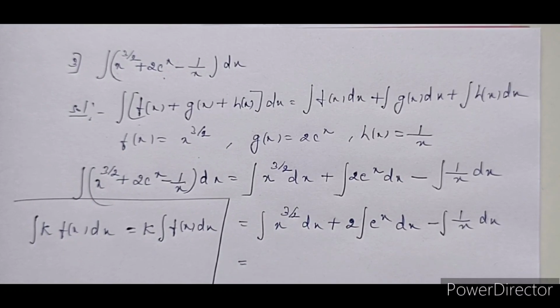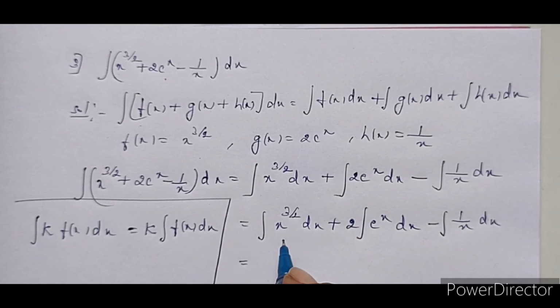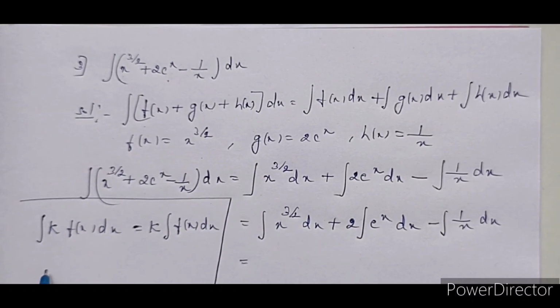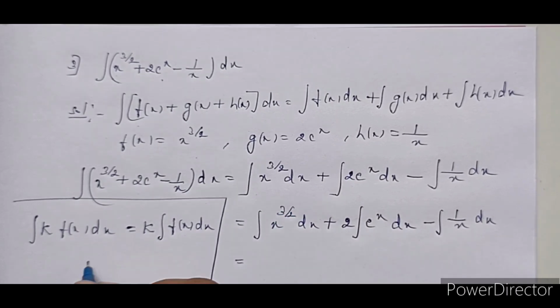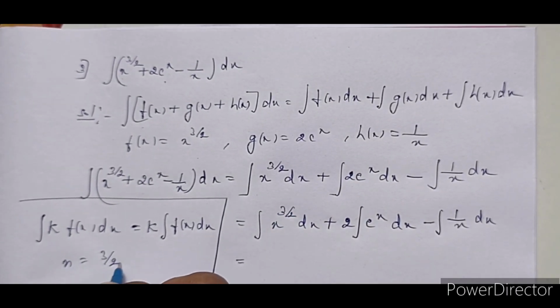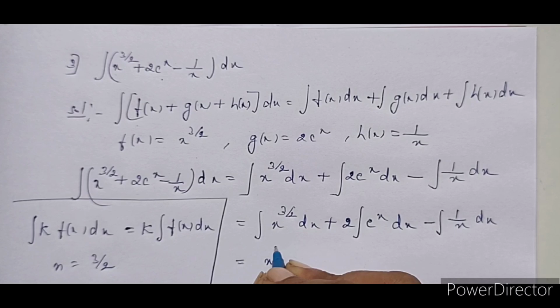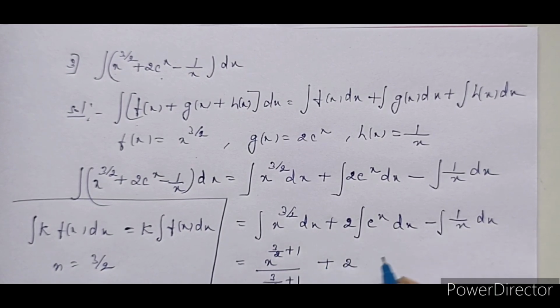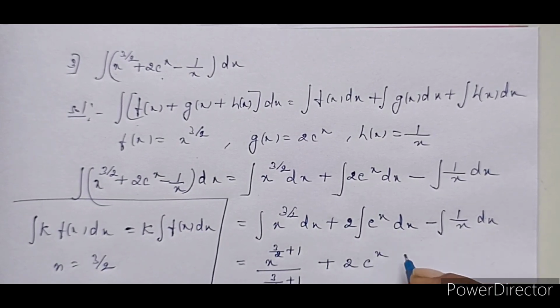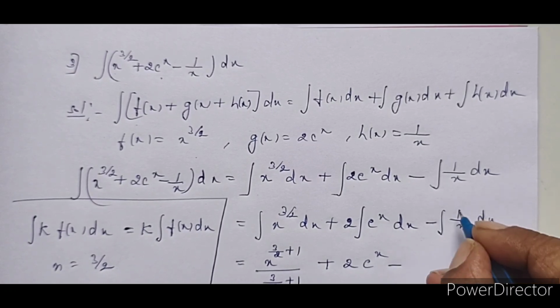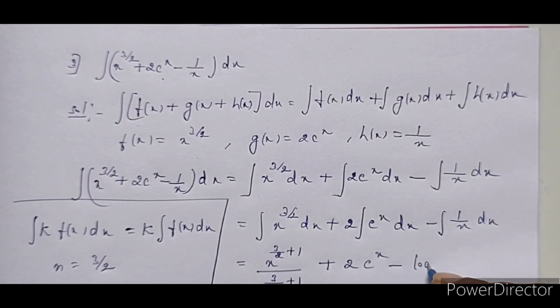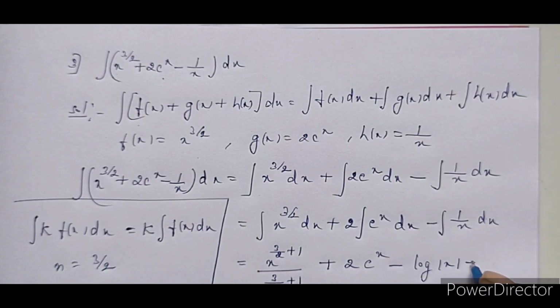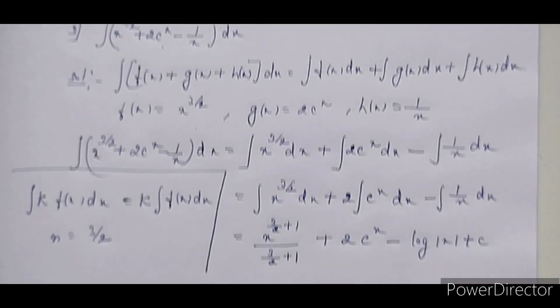Now apply the formula. Integration of x to the power of 3 by 2 is in the form x to the power of n. So what is n in the first function? n is 3 by 2. So it is x to the power of 3 by 2 plus 1 divided by 3 by 2 plus 1, plus 2 into the integration of e to the power of x. We know the standard formula for integration of e to the power of x is e to the power of x, minus the integration of 1 by x, which is log x, plus the constant of integration c.